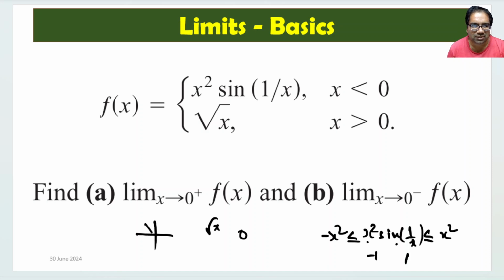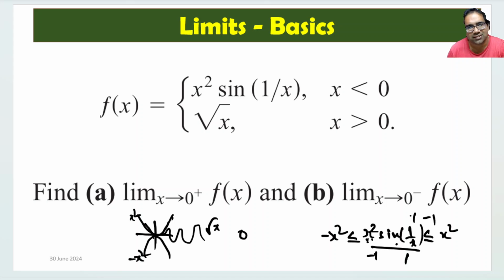And how does it look? The graph of x square will look like this and minus x square will look like this. X square into sine 1 by x will always lie somewhere between these two graphs. This one is x square, this one is minus x square. Because sine 1 by x at max can go to 1 or at the lowest it can go to minus 1, the product will always lie between x square when sine 1 by x is 1, and minus x square when sine 1 by x is minus 1.